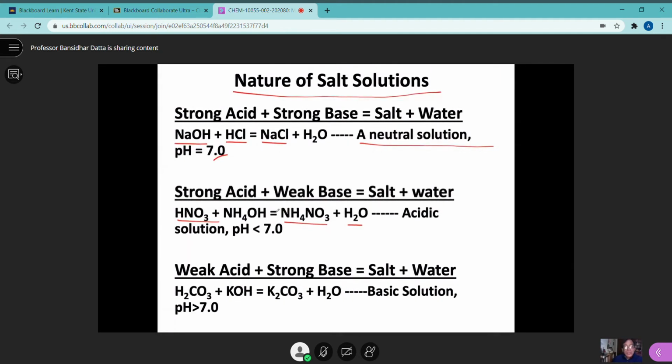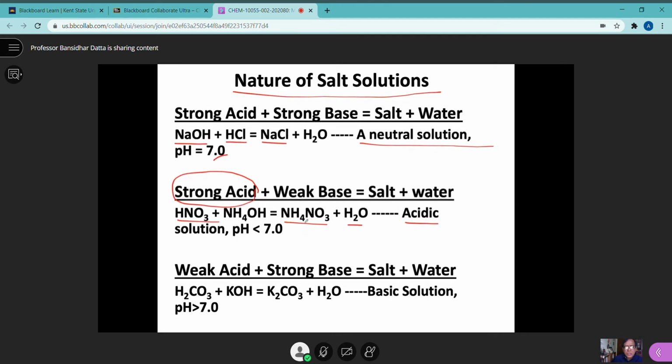Strong survives, remember. So now this is the strong guy. Our acid is strong, therefore that dominates. So the solution will be an acidic solution. pH is less than 7.0. In principle, you can calculate exactly what the pH of that is.